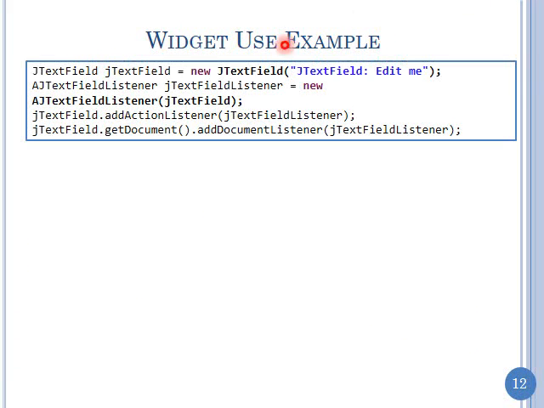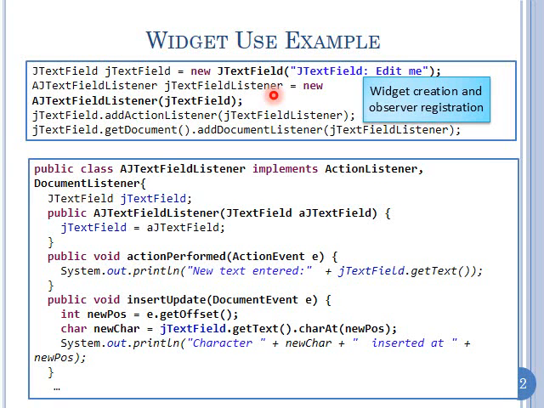So, a widget use example. Here's a JText field, that's provided by Swing. You say this, and you associate a listener with it, so nothing complicated. The listener has a method that's called whenever you hit enter. And when you hit enter, you can figure out what the current text was by doing a getText call. And this is just, like I said, a level of detail.